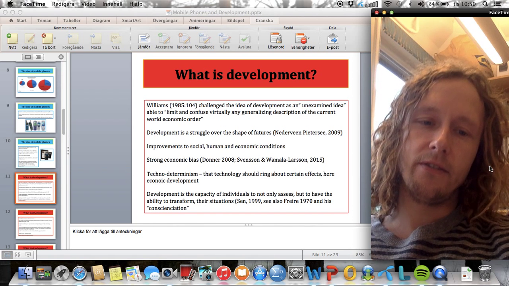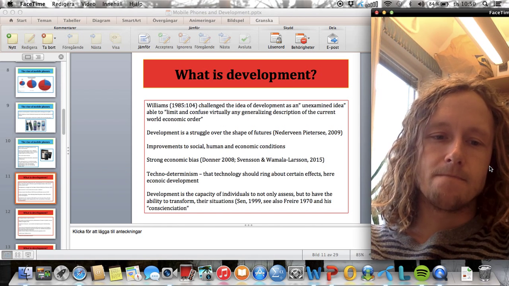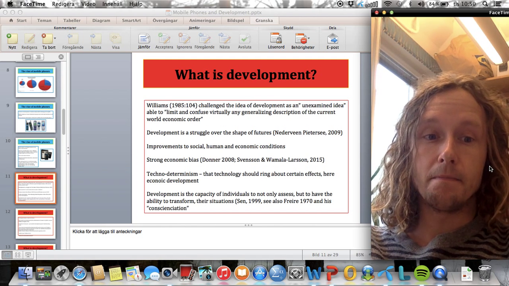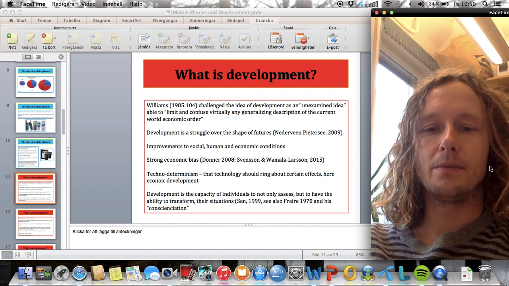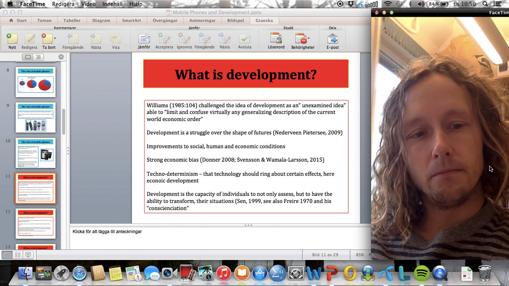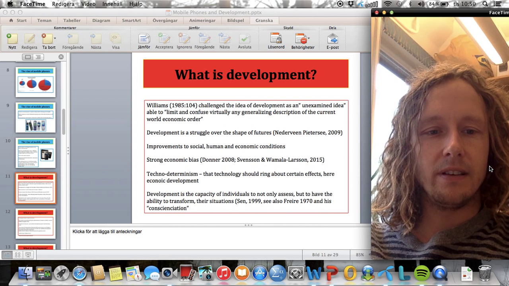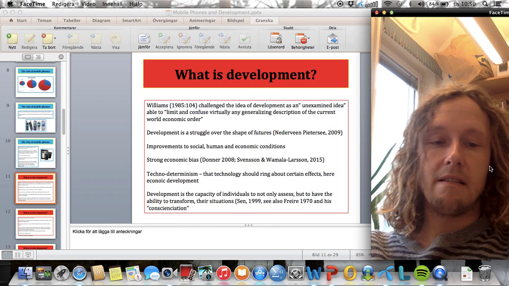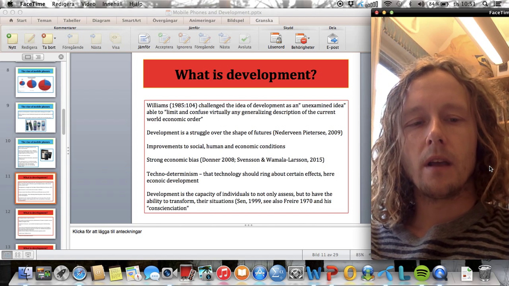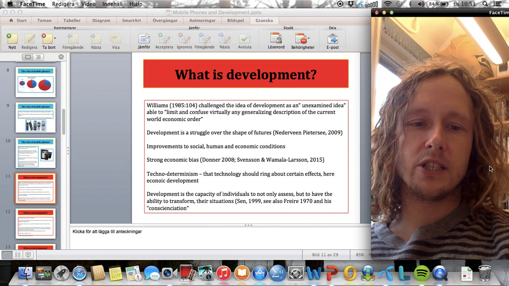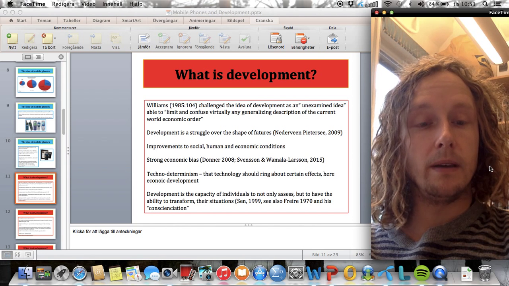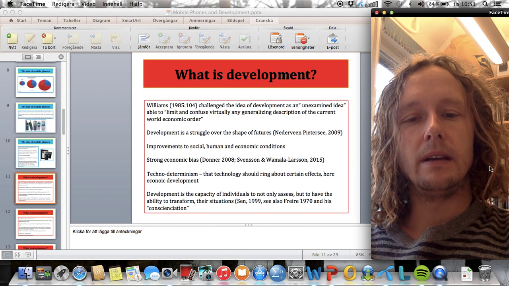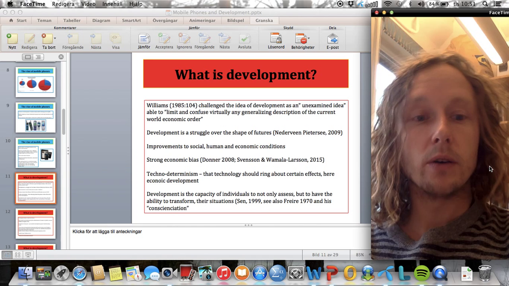So it's a very critical take on what development means, and you're going to hear more criticism about this as well. One other major big player theoretically in this field, Jan Nederveen Pieterse, in his Development Theory reader from 2009, and I think there is a new version out now, talks about development as a struggle over the shape of the future, also meaning that how we conceptualize and use this idea is very important.